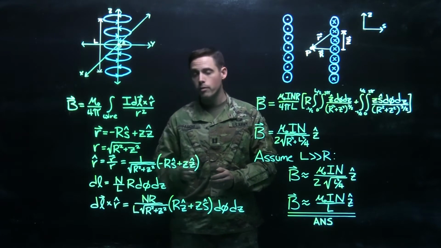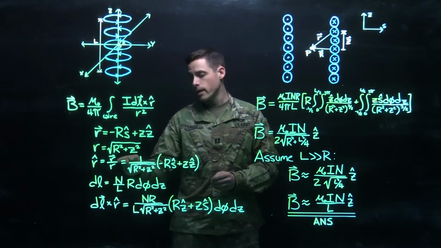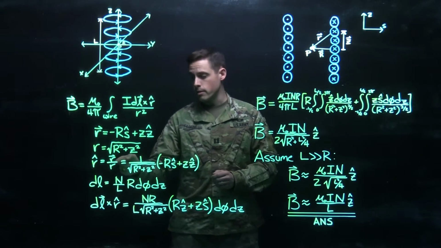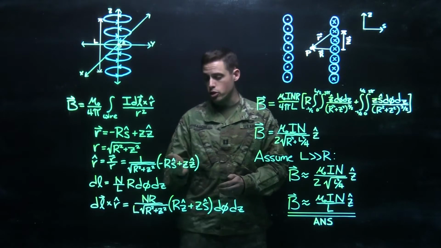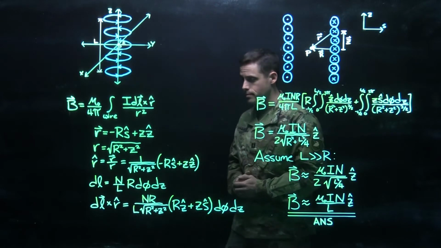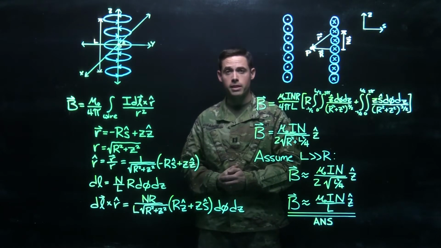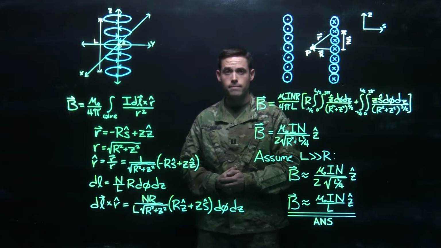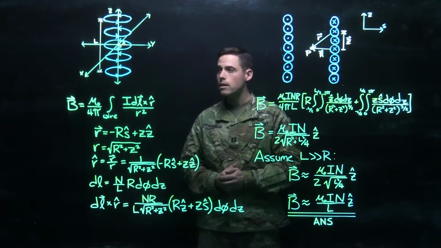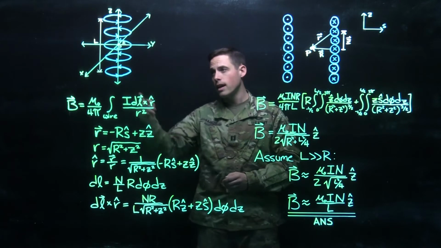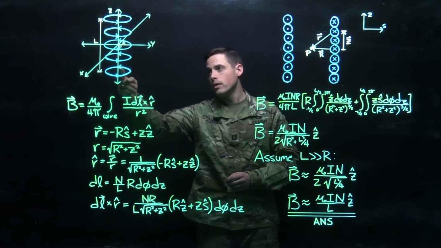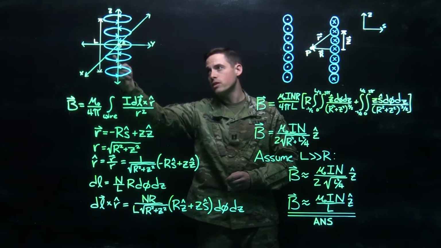To find unit vector r, we simply take vector r and divide it by its magnitude to achieve this expression. Our next step is to express the magnitude of our infinitesimal length vector, dl. Again, dl is some infinitesimal length as we integrate around the path formed by each of these wire loops.